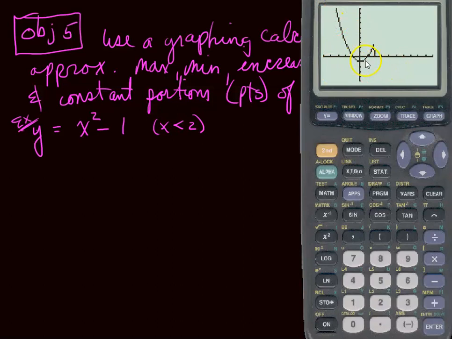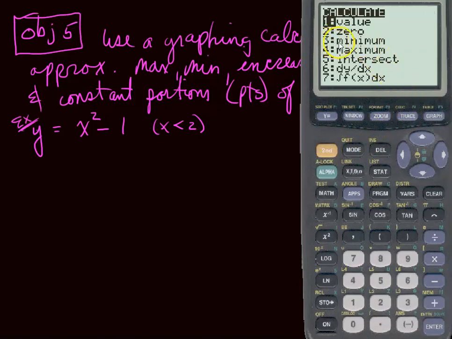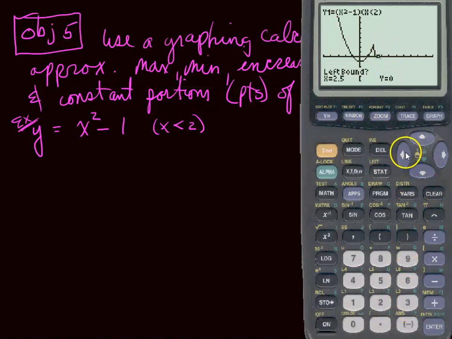If you didn't know where this minimum was located, but you knew that that's the spot where you would stop going down and start going up, you'd stop decreasing and go to increasing, then you could find that point. How do you find it? Second trace gets you to the calc menu. You can find the maximums and minimums and stuff. We can see there's a minimum, so I'm going to choose number 3. Now you use your arrows to do the left bound. Go to the left of that minimum point. How far? Doesn't matter. Someplace to the left. Press enter to mark it.